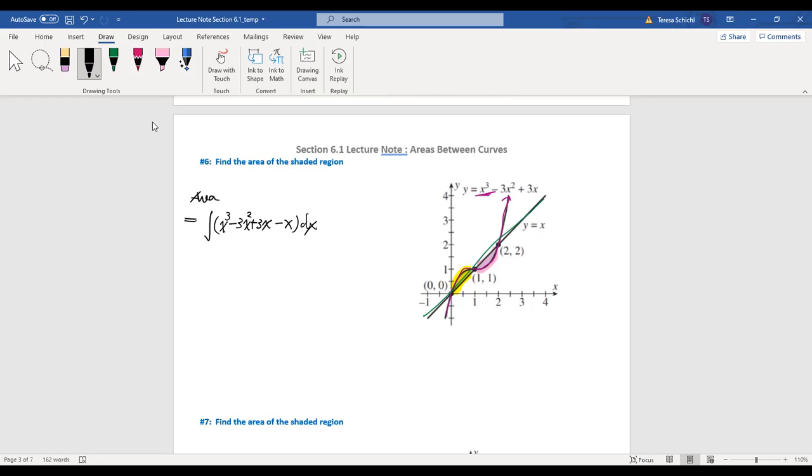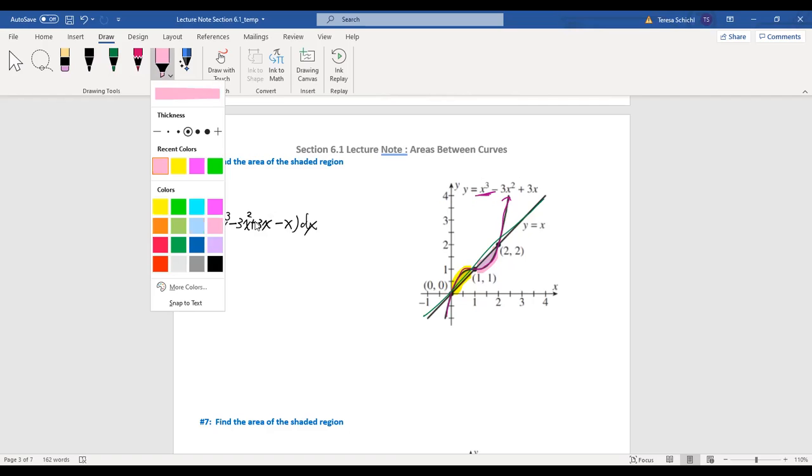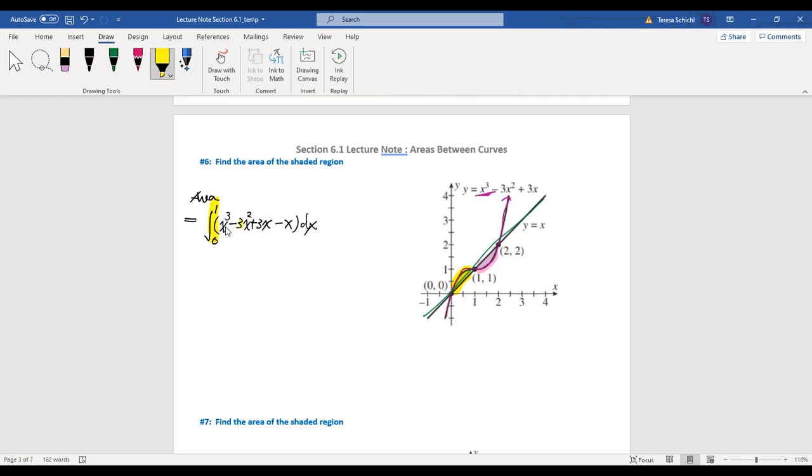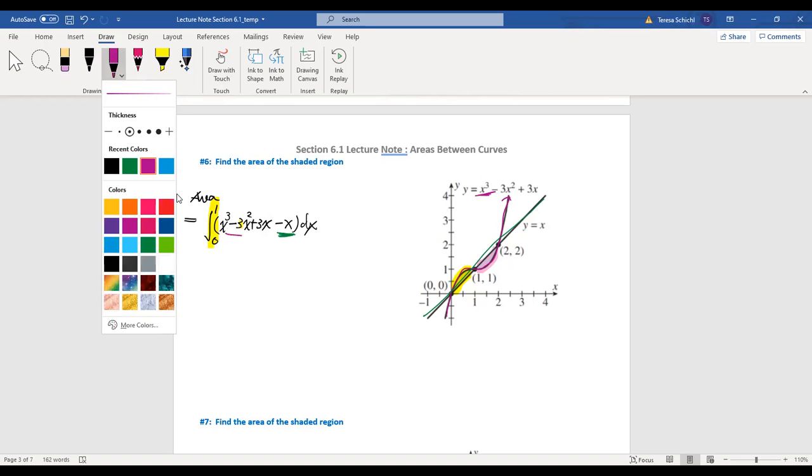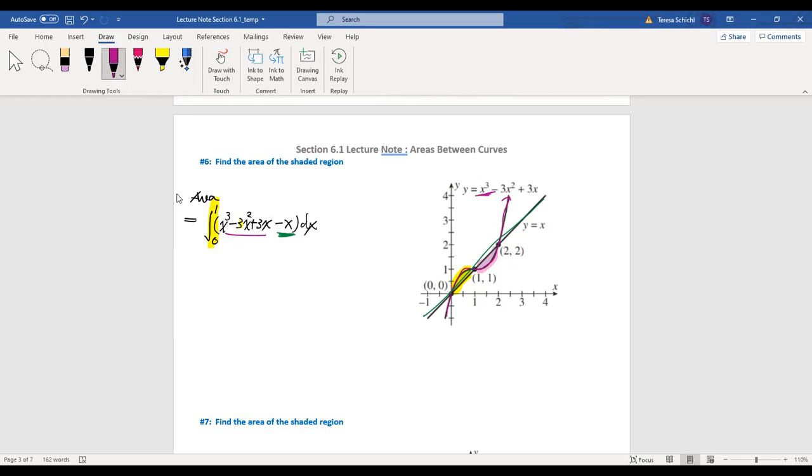What is the x value, from where to where? From 0 to 1. All right, so let me color code that for you. So we are looking for here, this is the 0 to 1. And then in here, the minus x. So this is the green curve, and this is the purple curve, right? So that's how you get the yellow one.